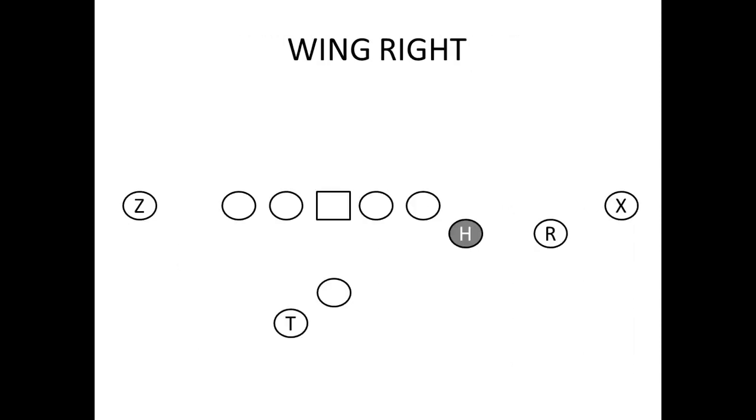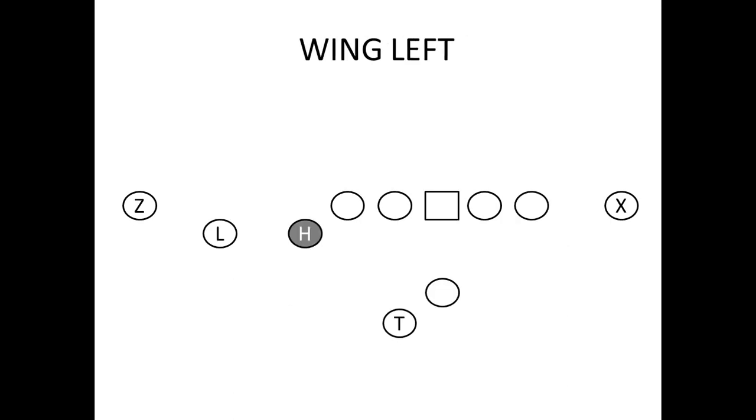Basics of our formations, pretty standard. Big difference is, so when we go wing right, this is when we have a H-back on the hip, and it's a wing trips to the right. Wing left is just the opposite. As you see, the big difference is the slot becomes the L because he's on the left.